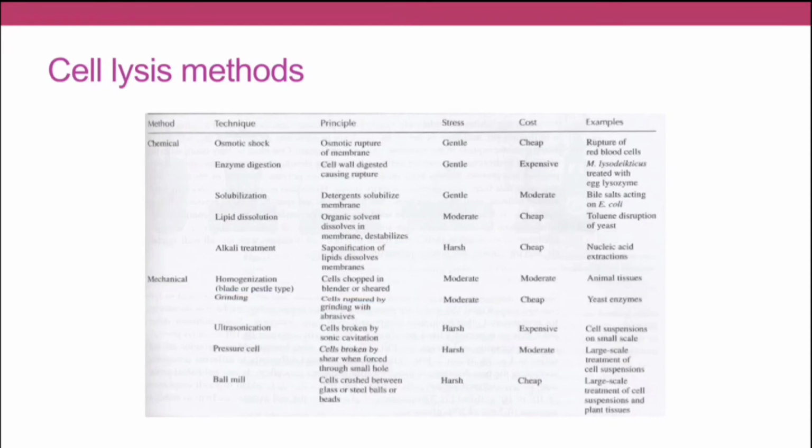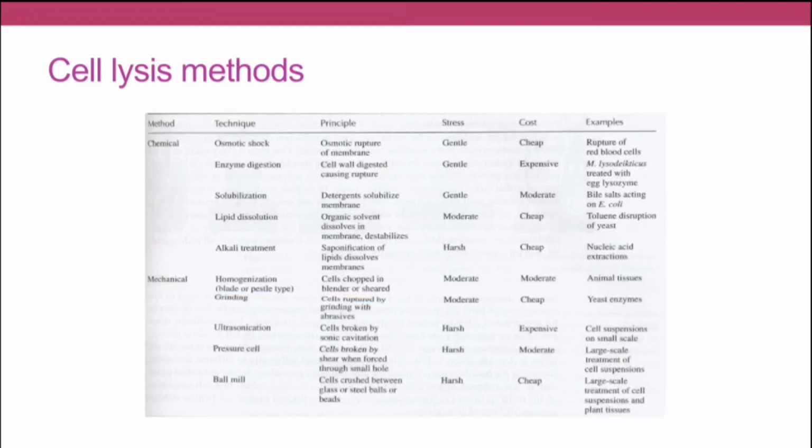Micrococcus lysodeikticus is treated with egg lysozyme for the removal of the cell wall. Then solubilization by chemicals, that is, detergents solubilize the membrane. Here also the stress is gentle and the cost is moderate. The bile salts are acting on E. coli. Next is lipid dissolution, where an organic solvent dissolves in the membrane and destabilizes the cell. The stress is moderate, the cost is cheap, and toluene is used for disruption of yeast cells.